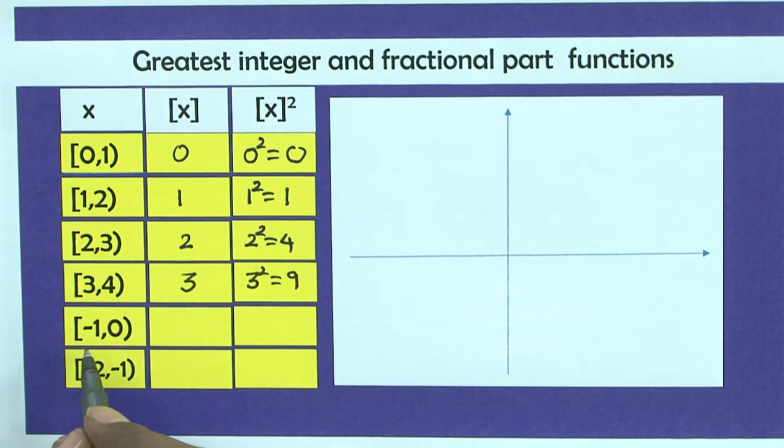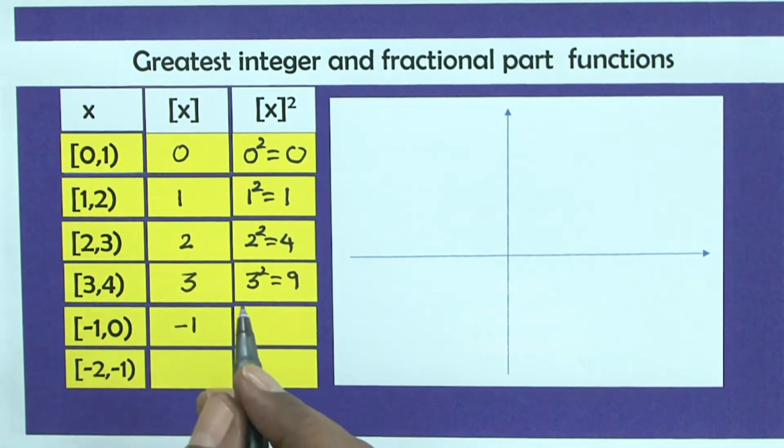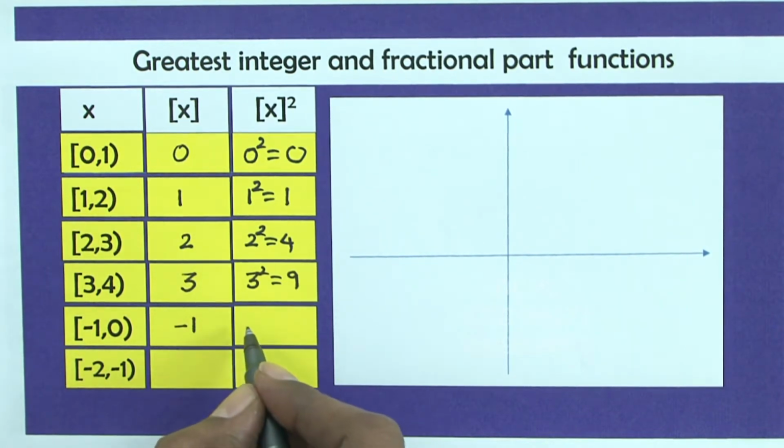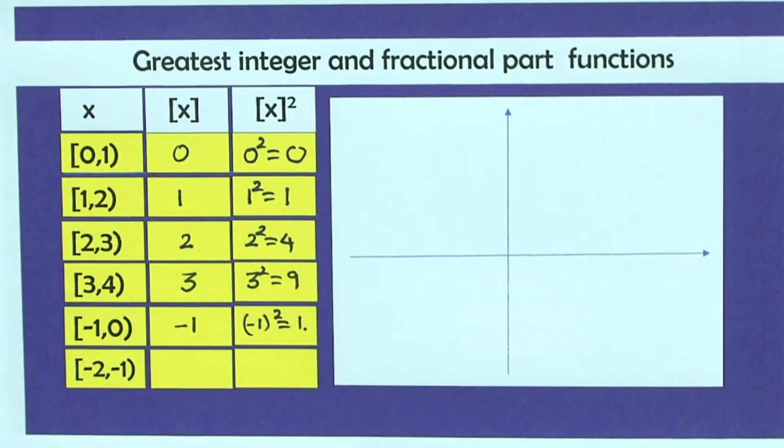If x lies between minus 1 and 0, integral part of x is minus 1. Integral part of x whole square is minus 1 square, that is equal to plus 1. If x lies between minus 2 and minus 1, integral part of x is minus 2. The square of minus 2 is that is equal to plus 4. So with this knowledge, let us draw the graph of integral part of x whole square.